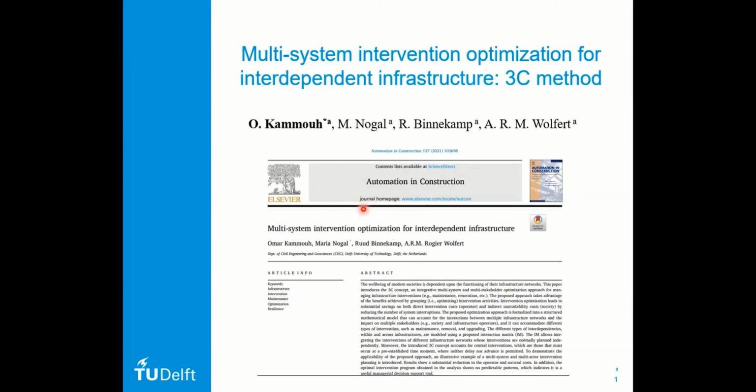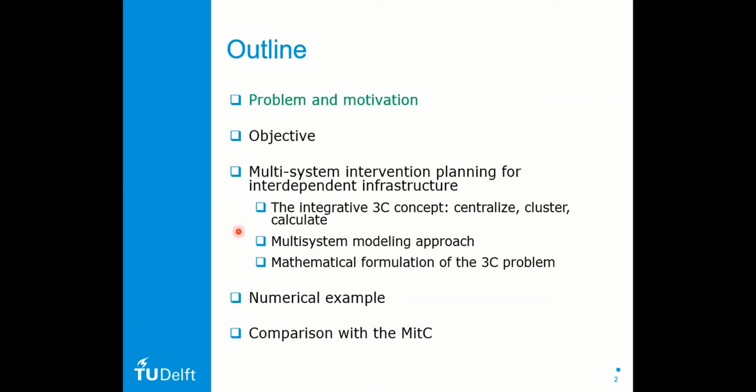The title of the work is Multisystem Intervention Optimization for Interdependent Infrastructure. And we call that 3C method. So this is the outline of today's presentation. First, I will talk about the problem and the motivation behind this work. Then the objective of this work.